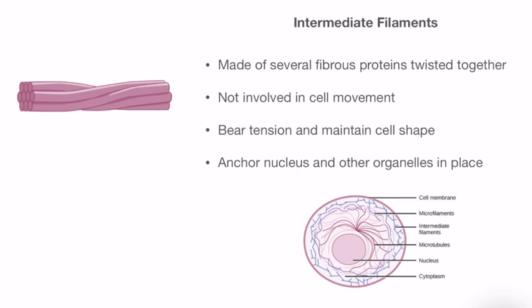These are made out of fibrous proteins that are twisted together. So one of the fibrous proteins that makes up intermediate filaments is keratin. Keratin is a fibrous protein. Every time you have a fibrous protein, it's going to give that particular substance some toughness. They are not involved in cell movement, but they help in maintaining the cell's shape by bearing tension. Remember, they're fibrous proteins, so they're strong. They can bear tension. They can bear compression.